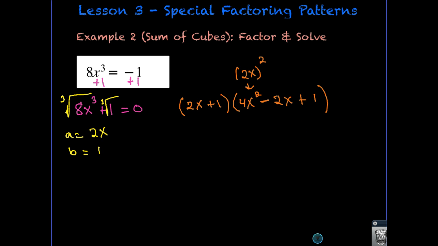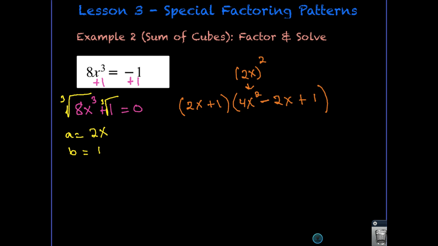Again, we are left with a quadratic. We should always check to see if we can factor by grouping. So we would have 4 here. 4 times 1 is 4. We would have negative 2 here, and then we would ask ourselves, can we multiply two things to get 4 and add them to get negative 2? And the answer is no. We cannot do that.